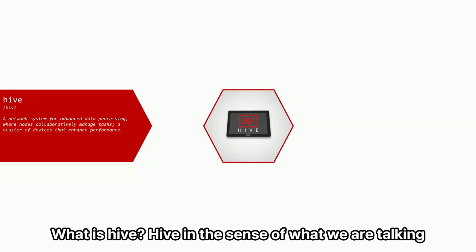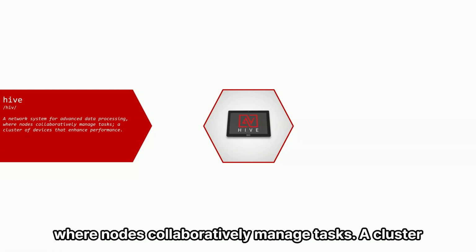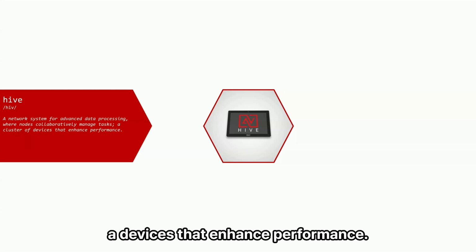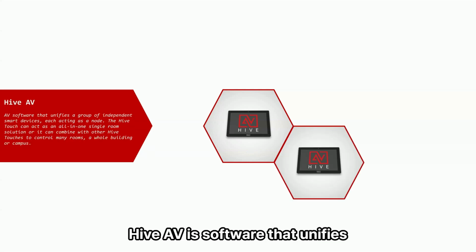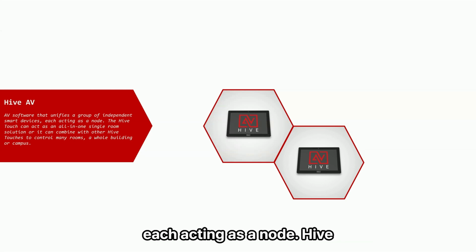What is Hive? Hive, in the sense that we're talking about, is a network system for advanced data processing where nodes collaboratively manage tasks as a cluster of devices that enhance performance. And Hive AV is software that unifies a group of independent smart devices, each acting as a node.